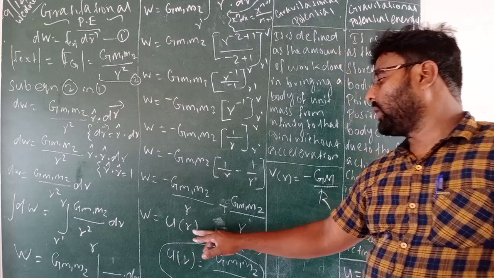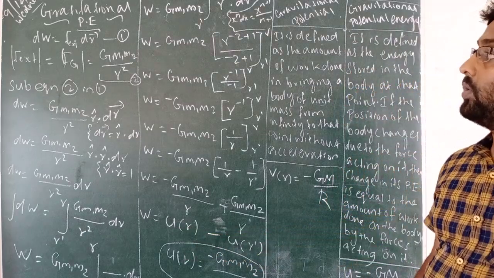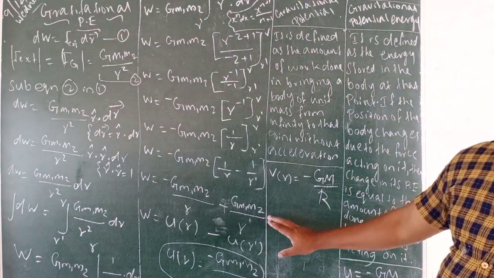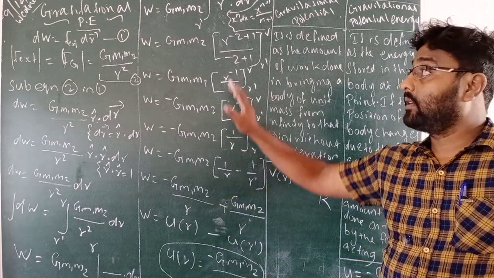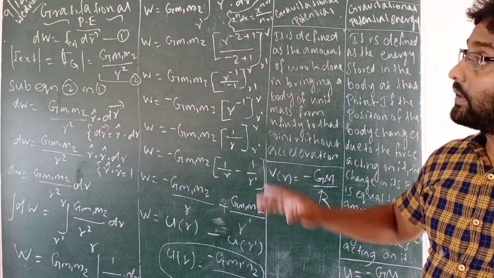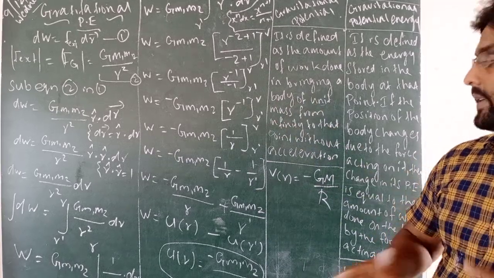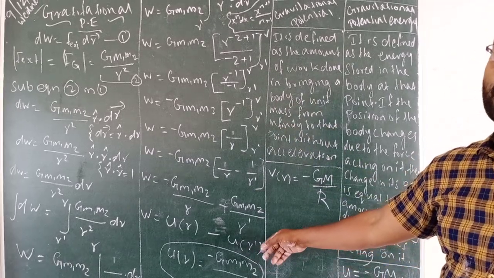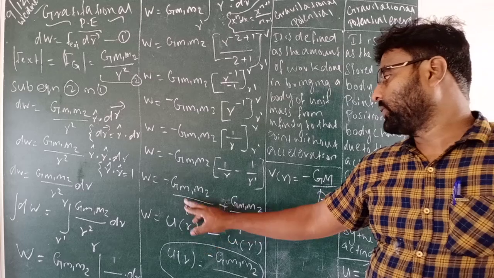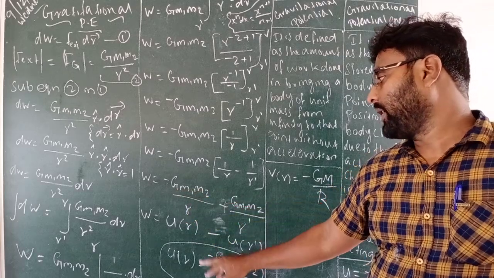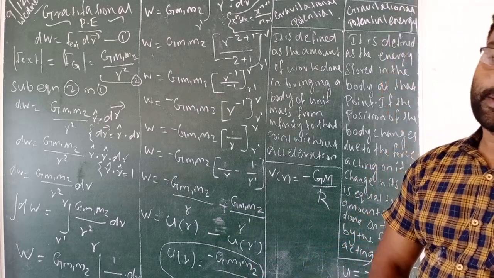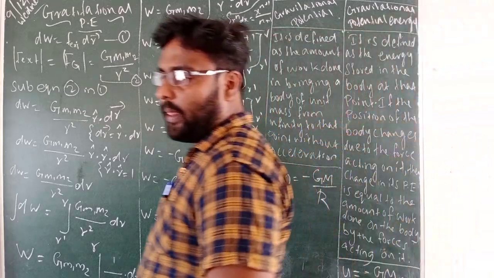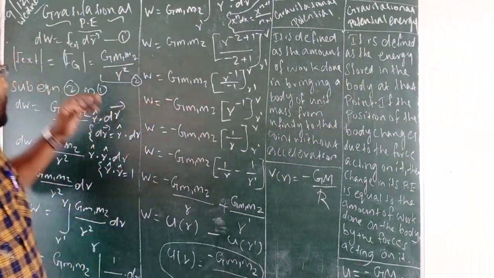W is equal to what? UR minus UR dash. This is a derivation we are using to find out the gravitational potential energy. This is the gravitational potential energy. UR means what? Minus Gm1M2 by R. So again go through this.